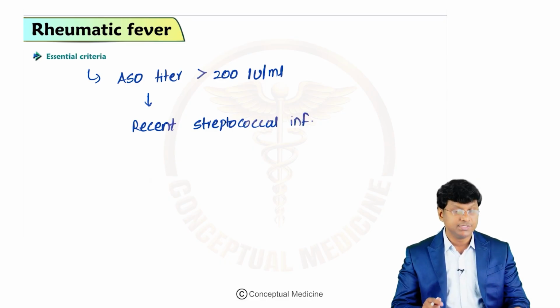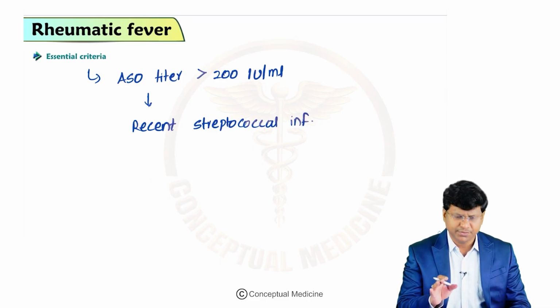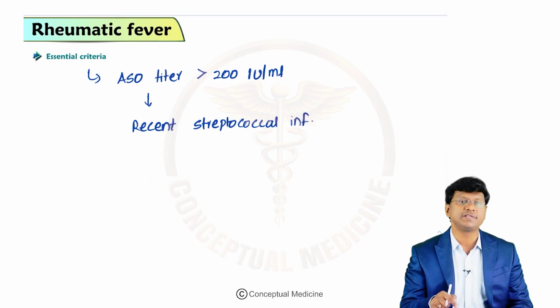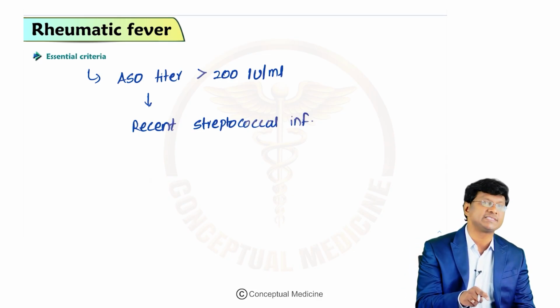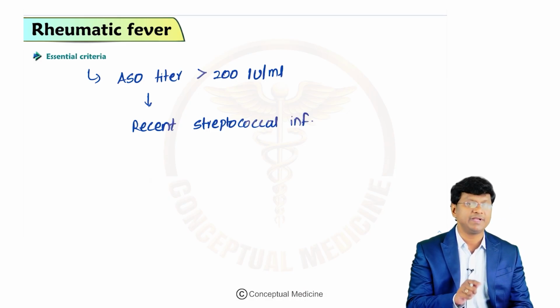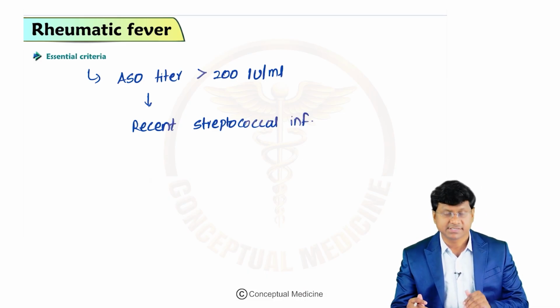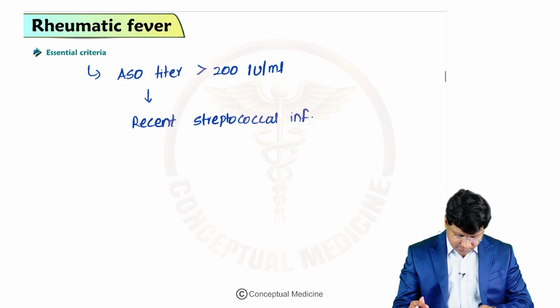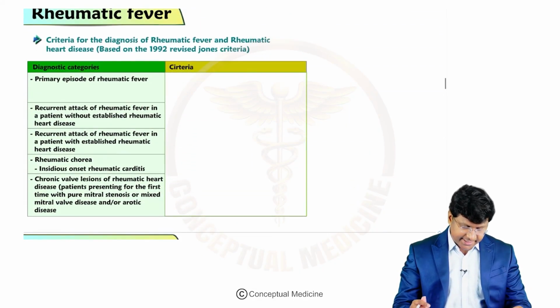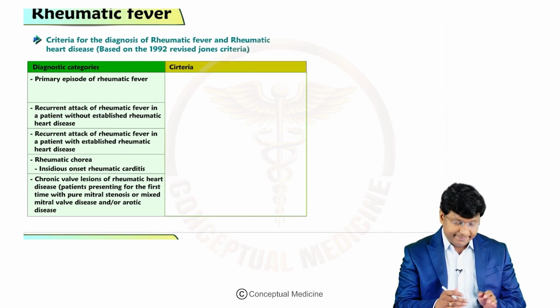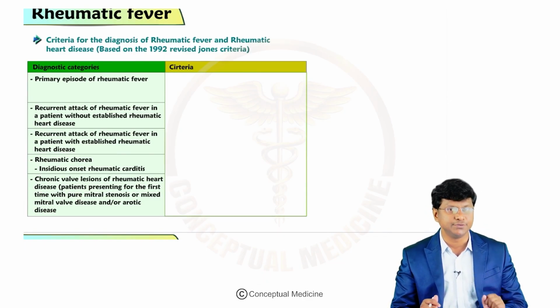Next, followed by that, you take the throat swab culture. Throat swab may be positive or it may not be positive, because your rheumatic fever is developing almost 1 to 5 weeks after the group A β-hemolytic streptococcal throat infection. Then now let me discuss the criteria. See, the criteria is slightly different depending upon the clinical scenario. What is that? I'll tell you.